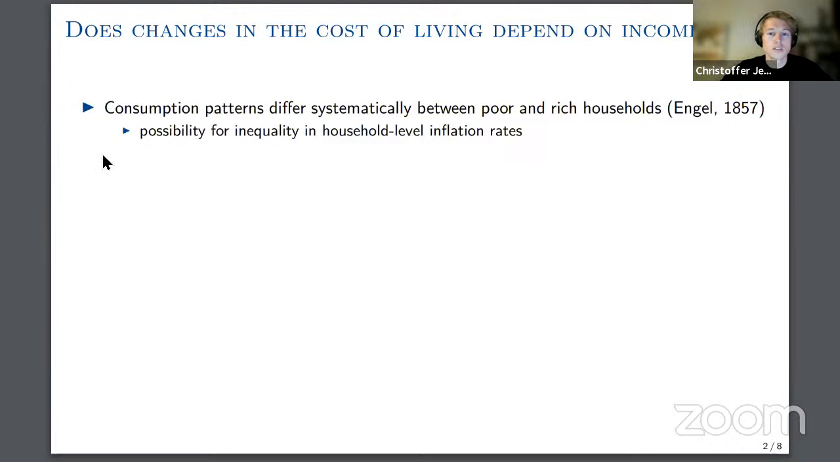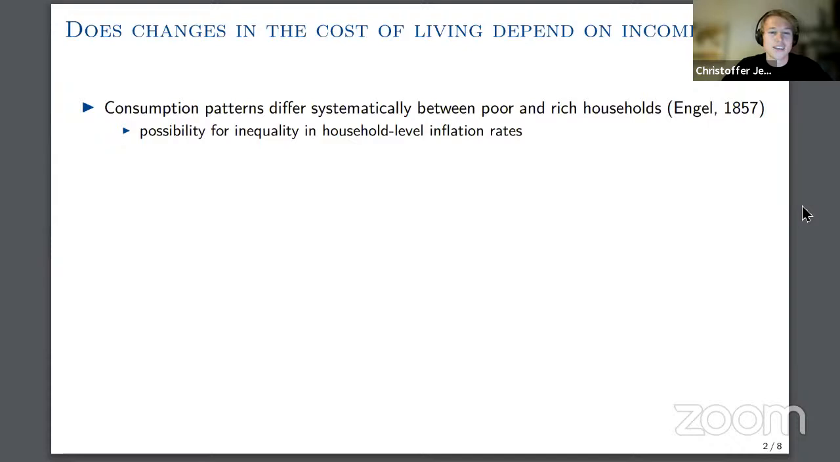In particular, one of the oldest empirical economic findings is that consumption patterns differ systematically between poorer and richer households. And given that households spend their money differently, there's really a large possibility that different households are exposed differently to different price changes. Or put another way, there's a possibility that there's inequality in household level inflation rates. Yet if we consult conventional measures of inflation, these measures won't tell us much about this underlying inequality.